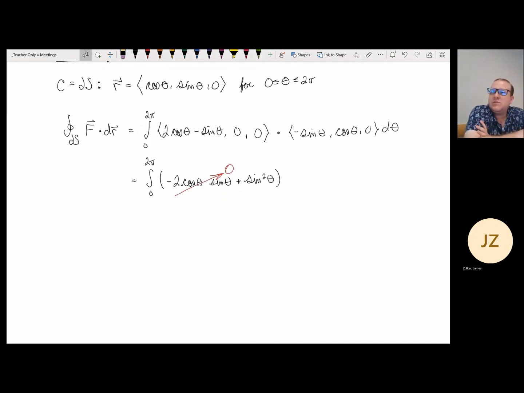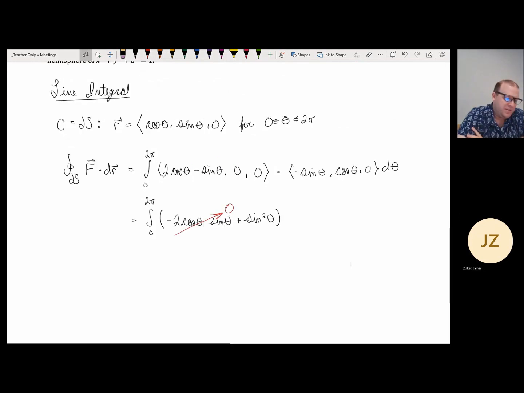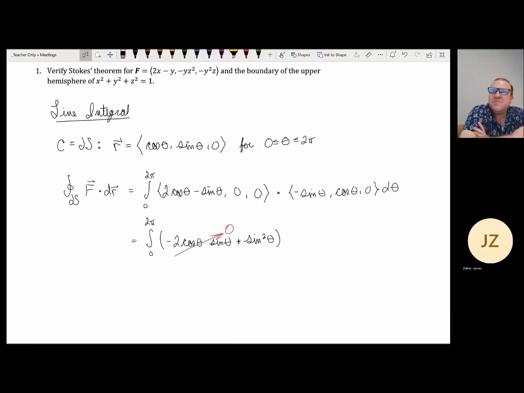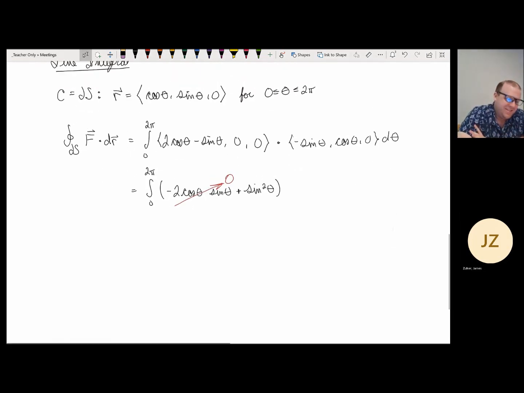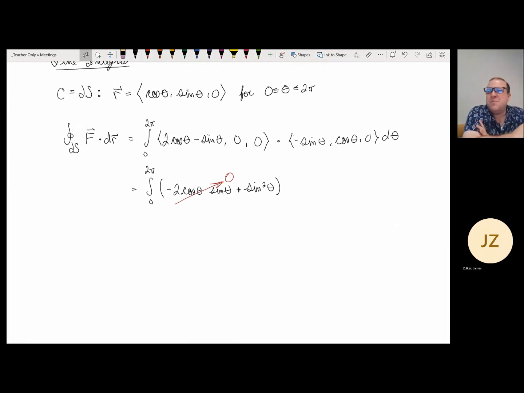Same thing you did with the parameterization. No, that's because z was 0. Oh, right. Because it happens to be on the xy plane, that's why z is 0.